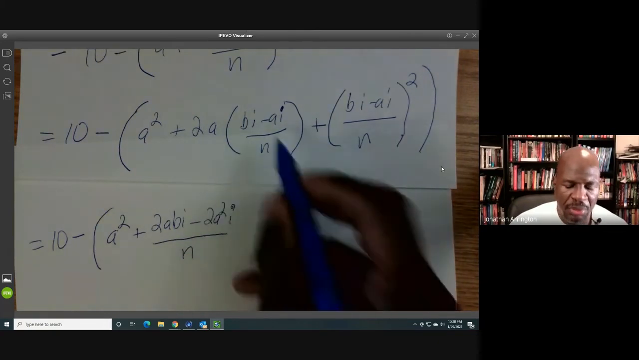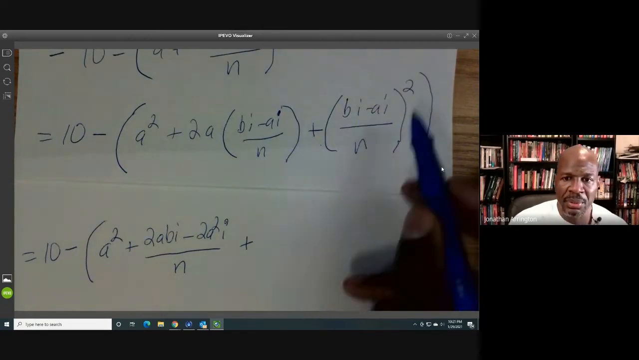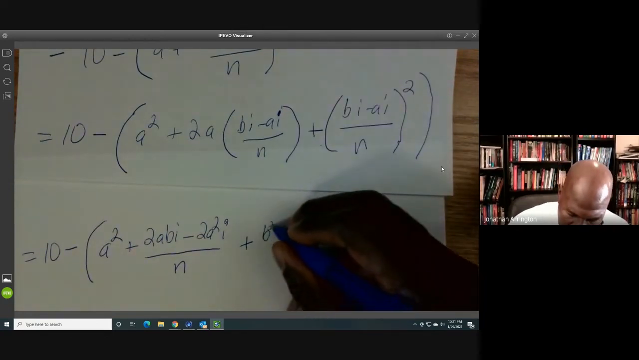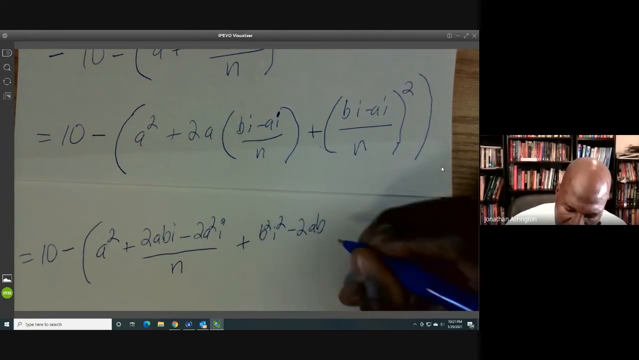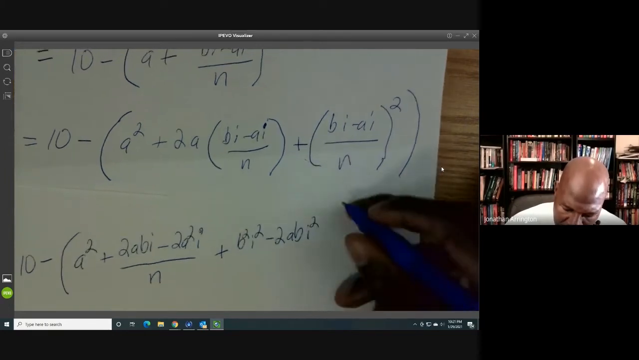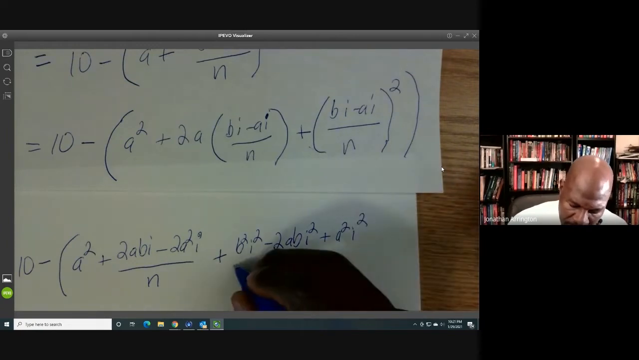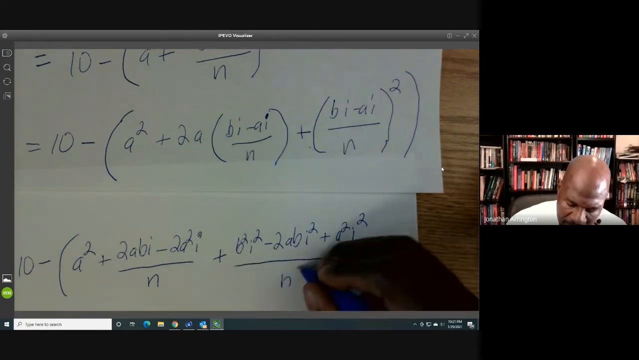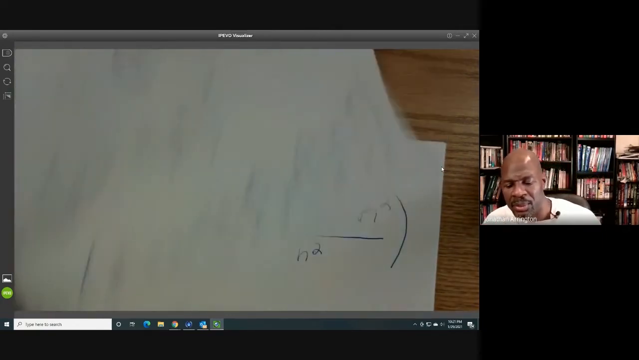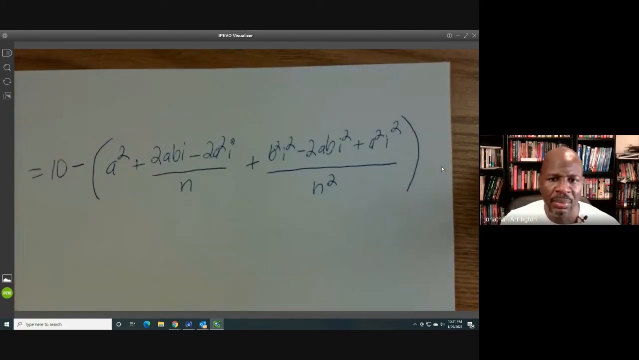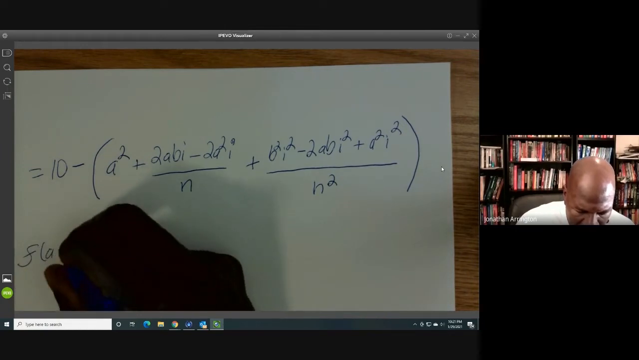So again, I just distributed the 2a there. Hopefully that makes sense. And then plus, and now I'm going to square this guy. So that would be b squared i squared minus 2ab i squared plus a squared i squared all over n squared. All right, that went okay. Now again, what this equals is f of a plus delta x i.